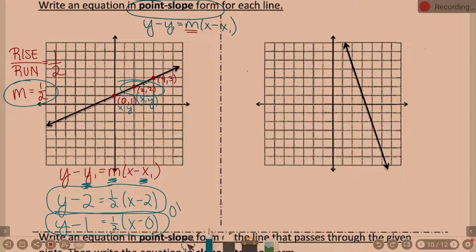Either or work. And if you want to use 4, 3, you can use 4, 3. They're not all going to look the same, and that's fine.